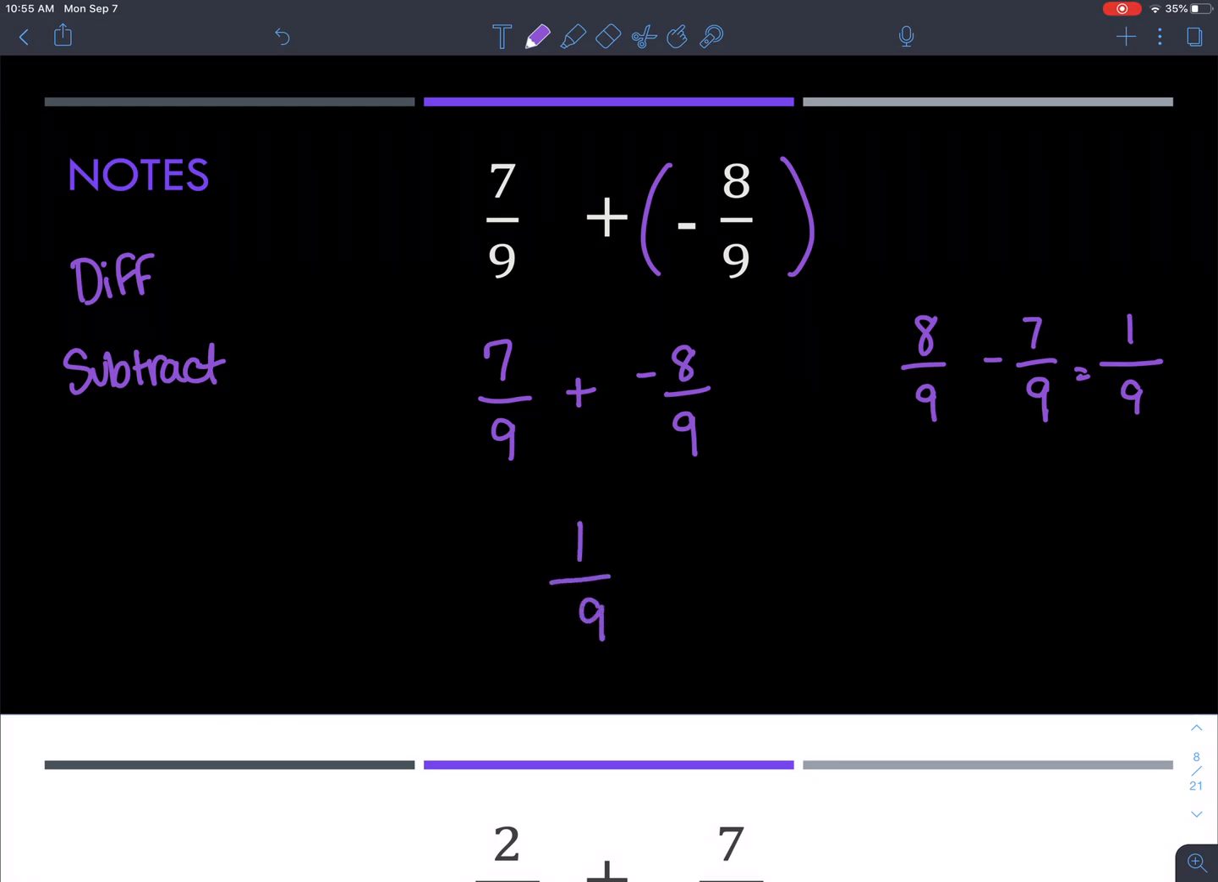And we need to look back at our problem because we can't just keep the sign because we have two different signs. We're going to look back and see we have 7/9 and negative 8/9. We have more negatives, so we will have a negative answer. This cannot be simplified, so we are done.